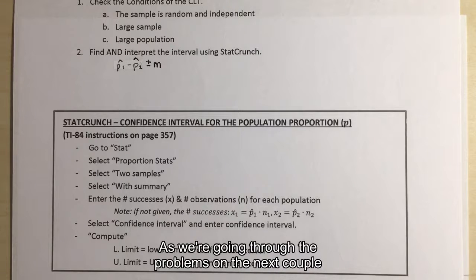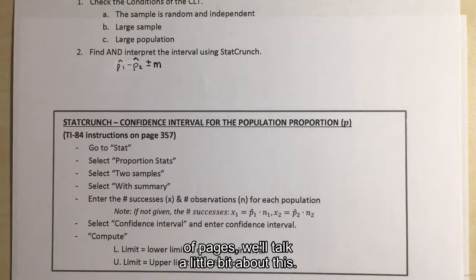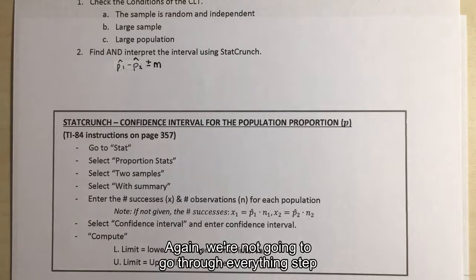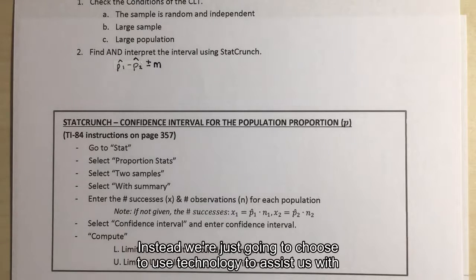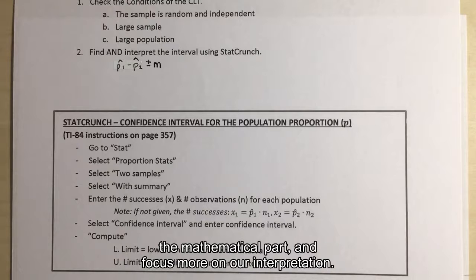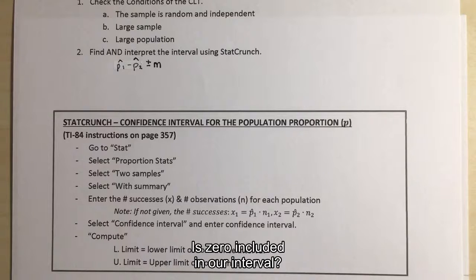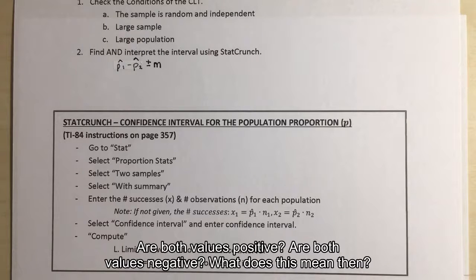So as we're going through the problems on the next couple of pages, we'll talk a little bit about this. So again, we're not going to go through everything step by step like we did in section 7.4. Instead, we're just going to choose to use technology to assist us with the mathematical part and focus more on our interpretation. Is 0 included in our interval? Are both values positive? Are both values negative? What does this mean then?